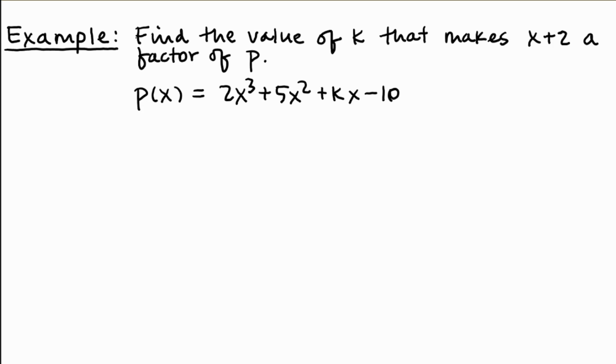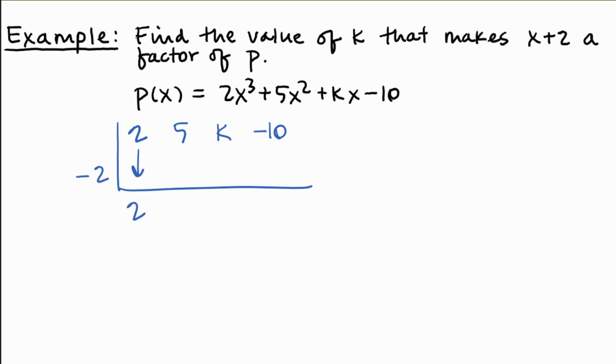So let's say 2x to the 3, 5x to the 2, kx, and negative 10 divided by x plus 2, so I'm going to put negative 2 in there, drop it down, multiply, add, k minus 2, that's k minus 2.